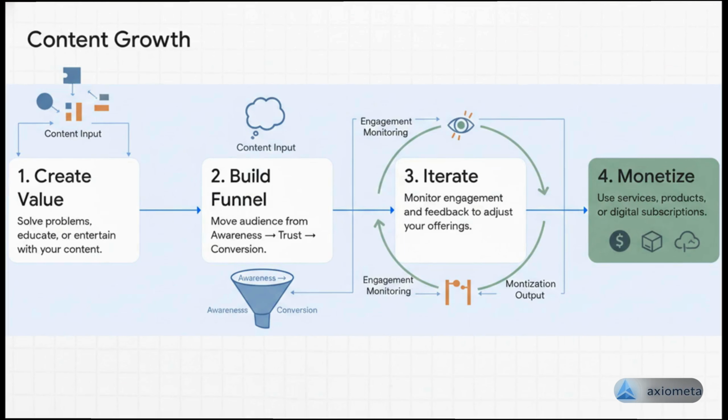The second subsystem is a process designed to convert attention into measurable outcomes. It starts with content that solves a problem. That's the initial input. This input then moves people through a funnel that builds trust and leads to conversion. And a key part of this process is the feedback loop. Monitoring engagement allows you to constantly adjust the content and the funnel itself. The final output, of course, is monetization.